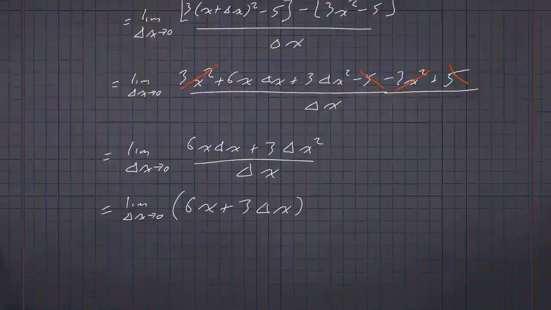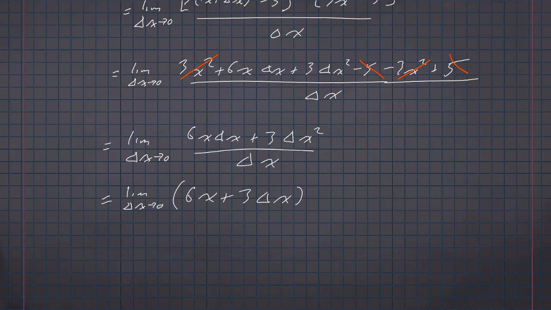From here, remember, my limit is as delta x goes to 0. My limit doesn't care about x at all. So as delta x goes to 0, this is going to give me 6x plus 3 times 0, which is just 6x. And now I have a variable expression for my derivative. Instead of needing to use the limit definition at every single point, we've taken the limit definition once in general and come up with an expression for our derivative.